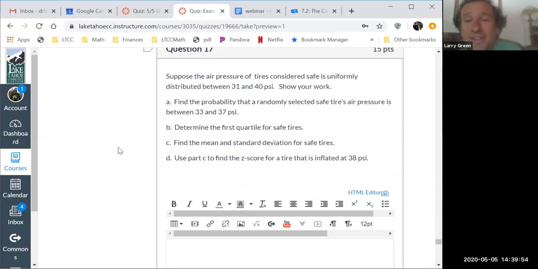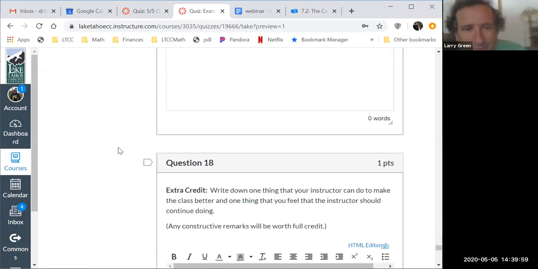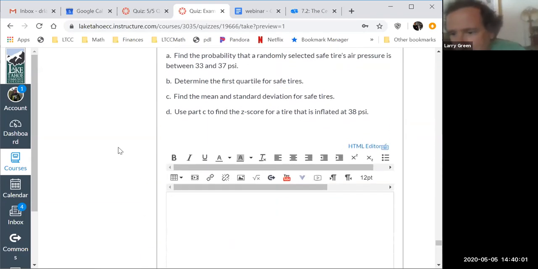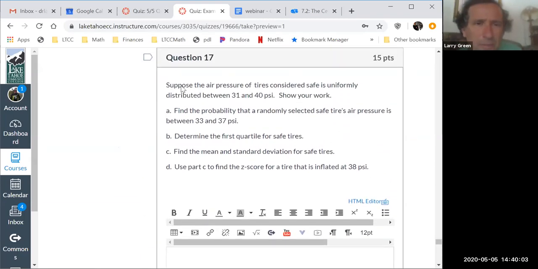All right, we're almost there. Okay. I think this is the last one, if I remember right. Yep, last real problem. Suppose the air pressure of tires considered safe is uniformly distributed between 31 and 40 psi. Show your work. Find the probability that a randomly selected tire's air pressure is between 33 and 37.